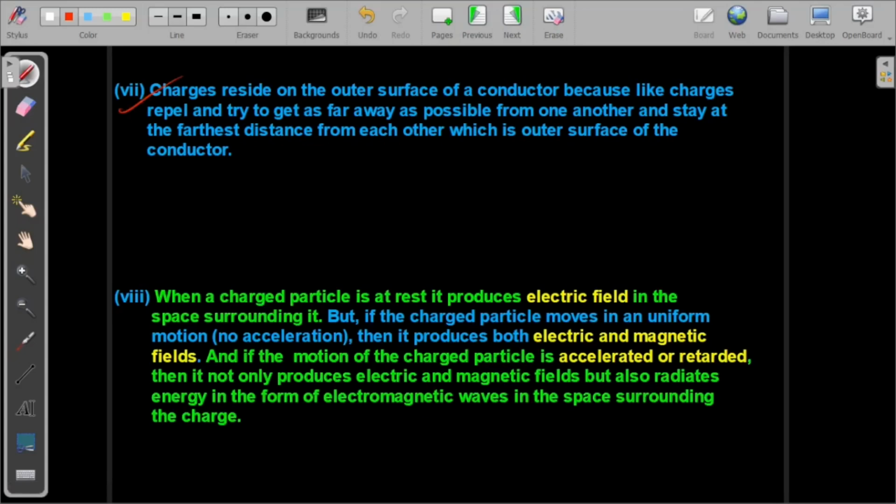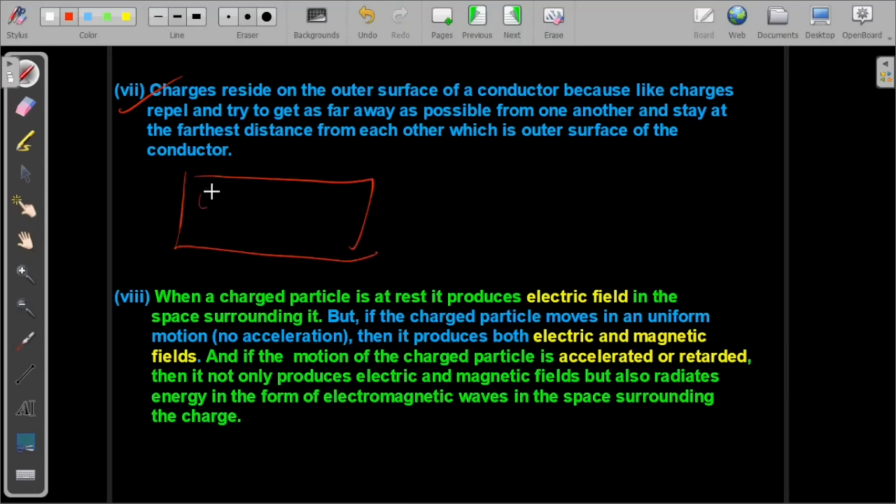Charges reside on the outer surface of a conductor because like charges repel and try to get as far away as possible from one another and stay at the farthest distance from each other, which is the outer surface of the conductor. Understood? What is written here? Suppose this is a conductor.